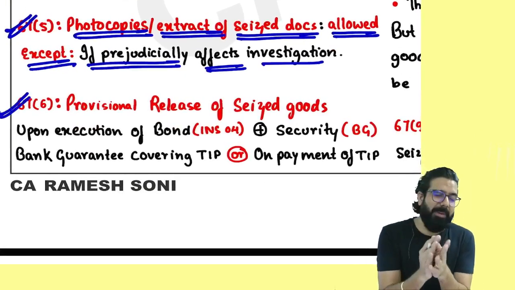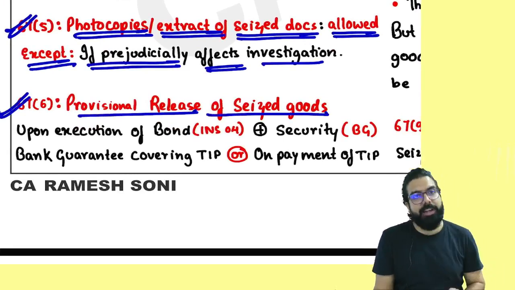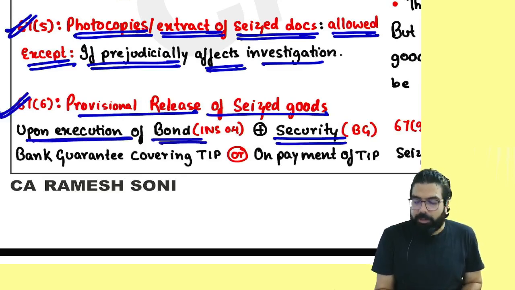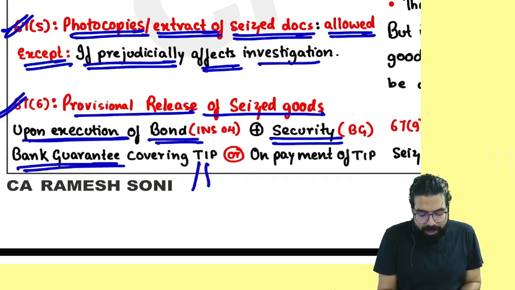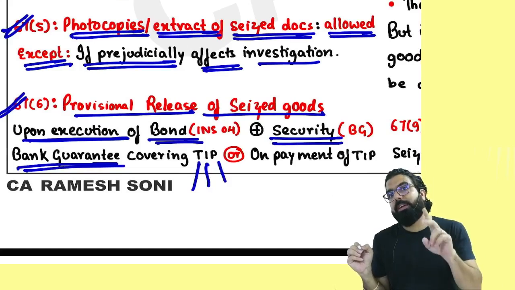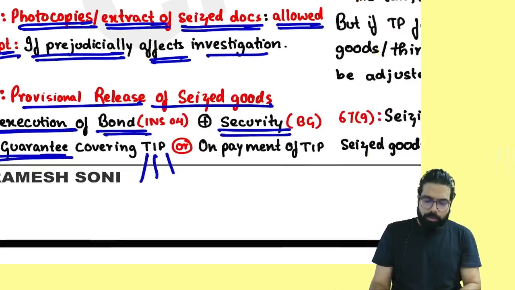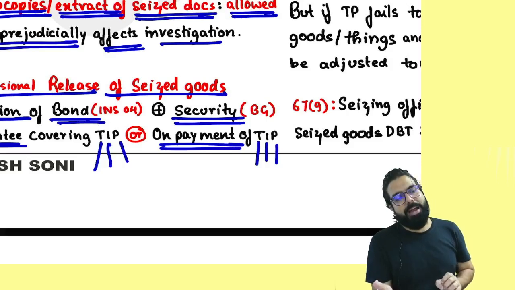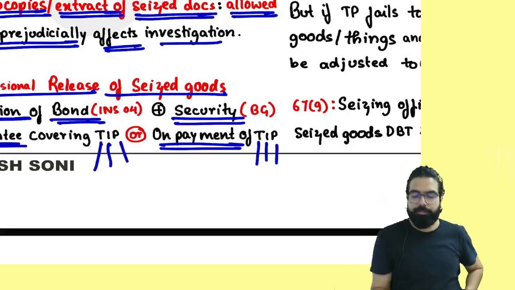Sir, you took my goods and went. Please return my goods. They will return your goods. Provisionally, they can release the seized goods upon execution of a bond along with a bank guarantee. Sir, the bank guarantee should be enough to cover the tax, interest and penalty. Sir, I will not give a bank guarantee. No problem. Pay the total amount, or on payment of tax, interest and penalty. Either you give a bank guarantee or you pay the total amount and they will provisionally release your goods.